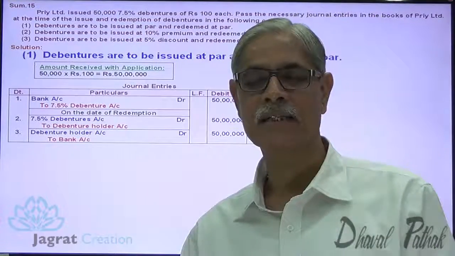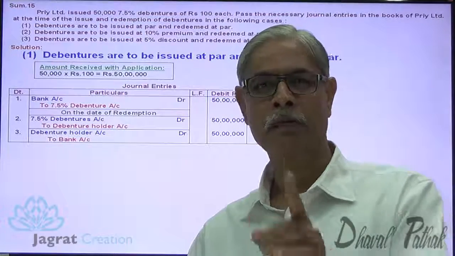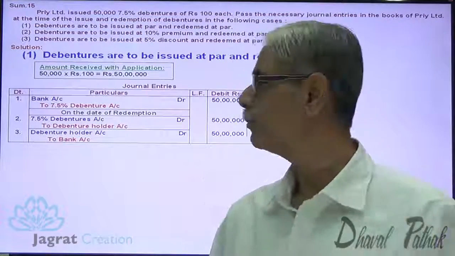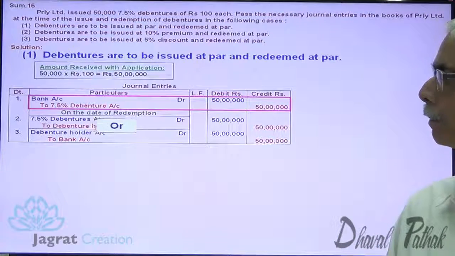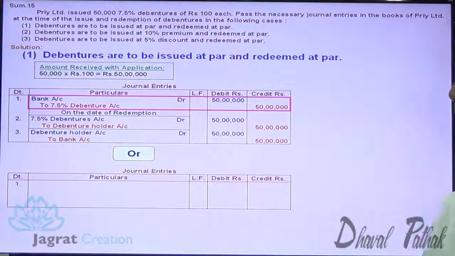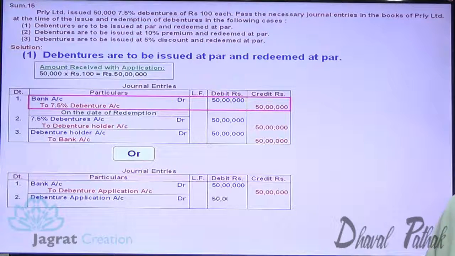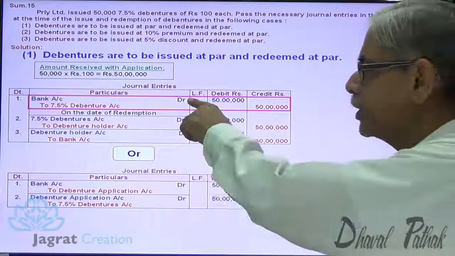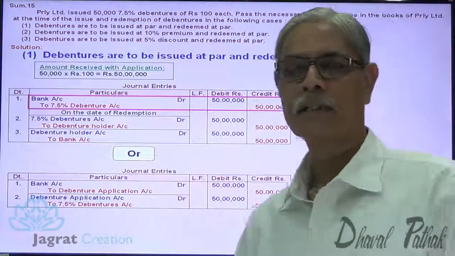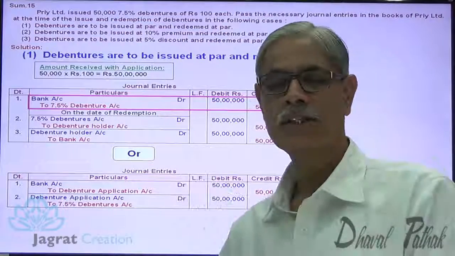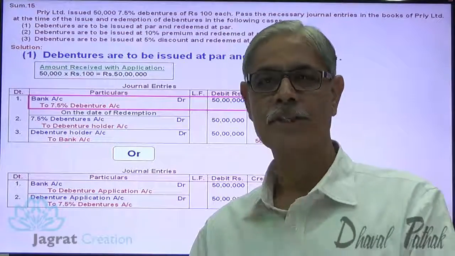So this is how entries get recorded for issue and redemption. But let me give an option for the first entry. Bank account debit to debenture application account credit. Debenture application account debit to debentures account credit. Instead of writing one entry, these are the two entries which are suggested by many teachers.